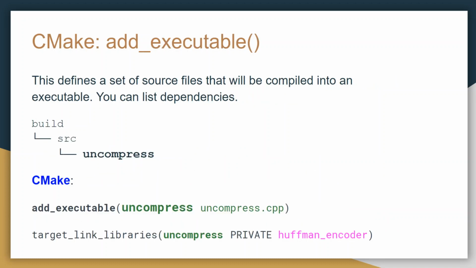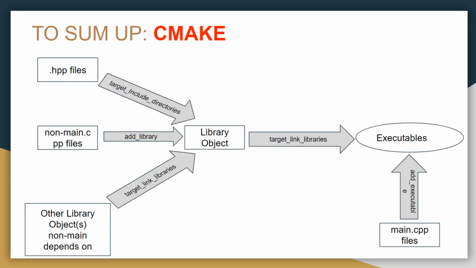Add executable defines the set of source files that will be compiled into an executable. You can list dependencies. So here is an example with uncompress. All right, so this sums up CMake. As I said, you should really look this up as well and look at the cheat sheet. It's an extremely useful thing to have and to be used to using.